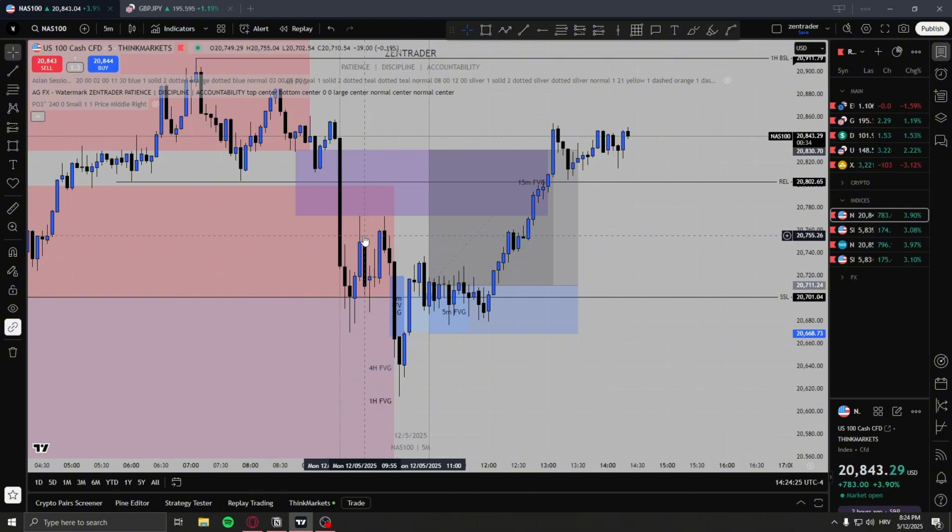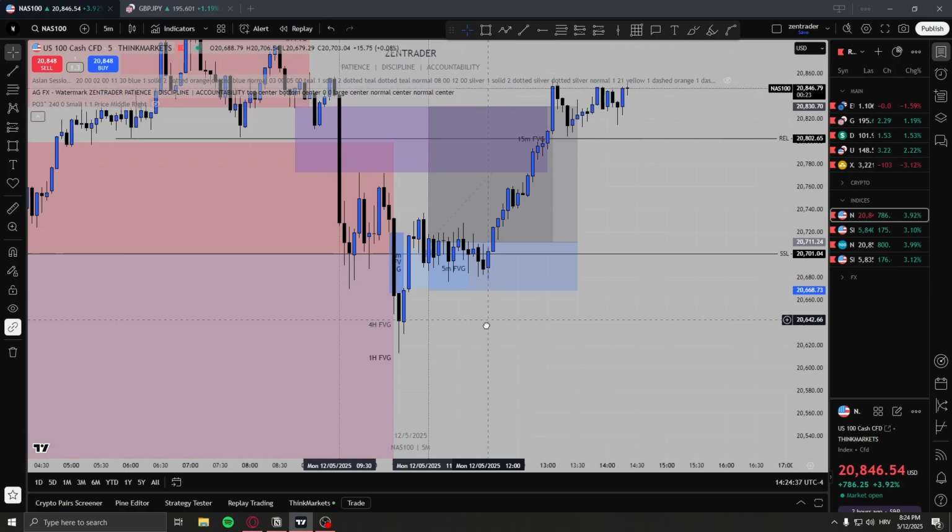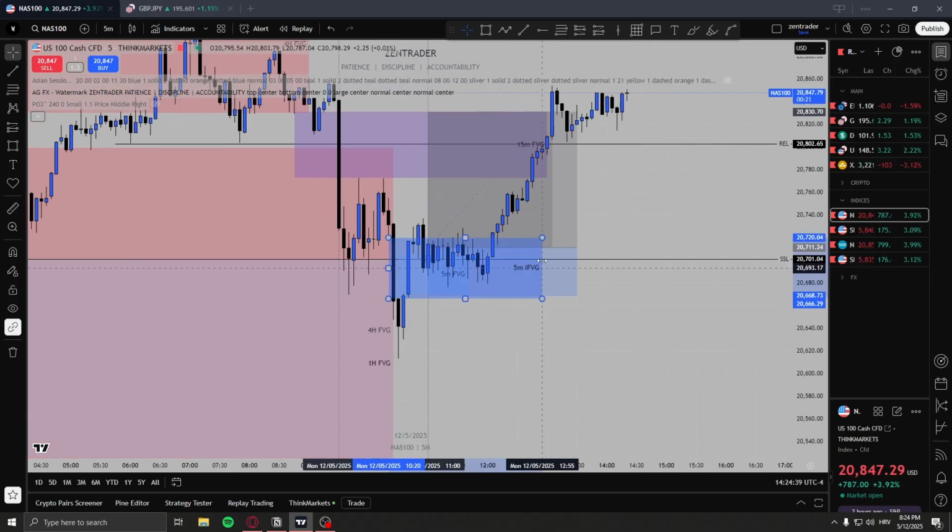We don't get it. That's supposed to be an inverse or the 5-minute break structure. I was monitoring this high. We didn't get a break structure, so we moved down once more. We took out all of these lows again, and we then inverse a 5-minute fair value gap right here.